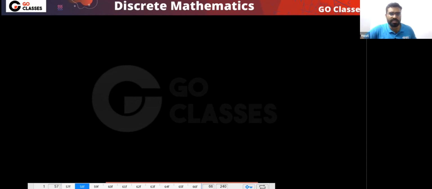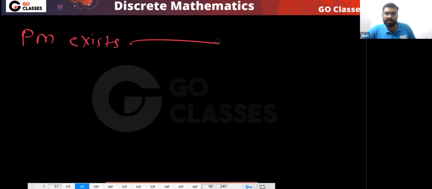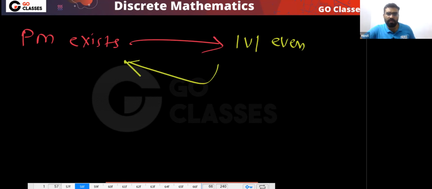Now this is the final point: if a perfect matching exists, it implies the number of vertices is even. Is this statement true? What about the reverse direction? The reverse direction is not true. The reverse direction is definitely not true.